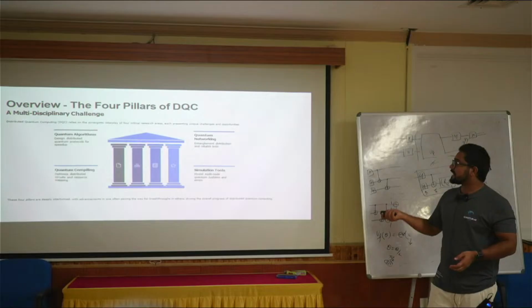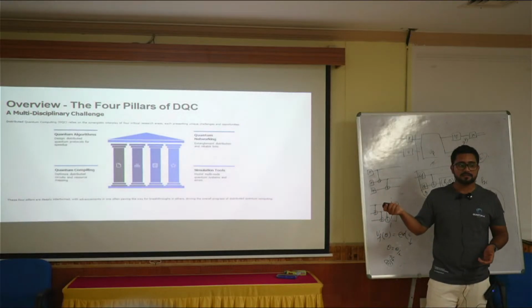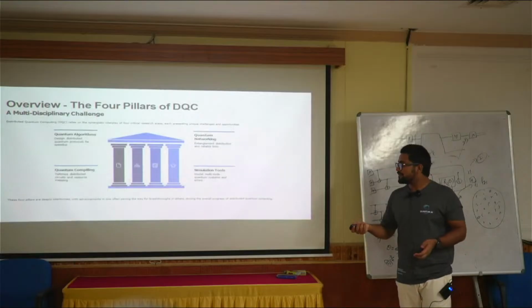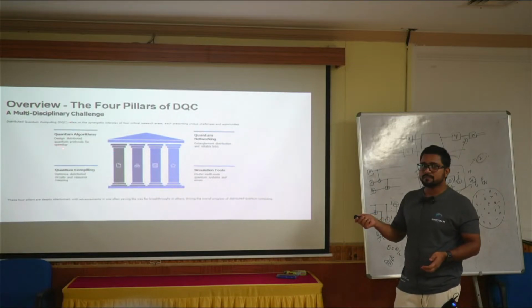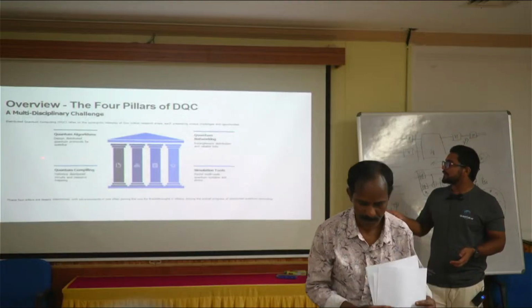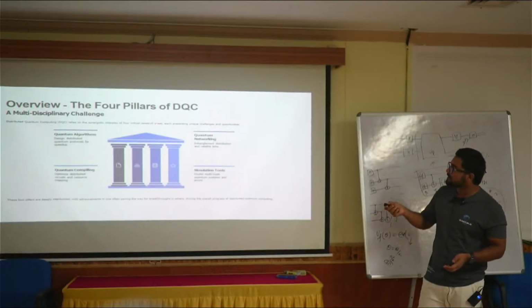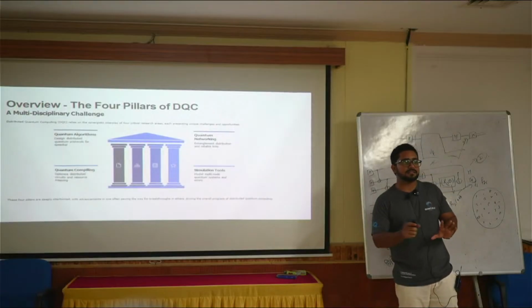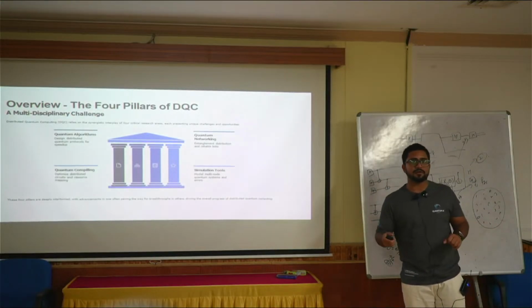So now we'll start discussing DQC, distributed quantum computing. It can be categorized into four types of verticals: on the basis of quantum algorithm, quantum networking, quantum compiling, and simulation tools. On these verticals, we can discuss four ways in distributed quantum computing.